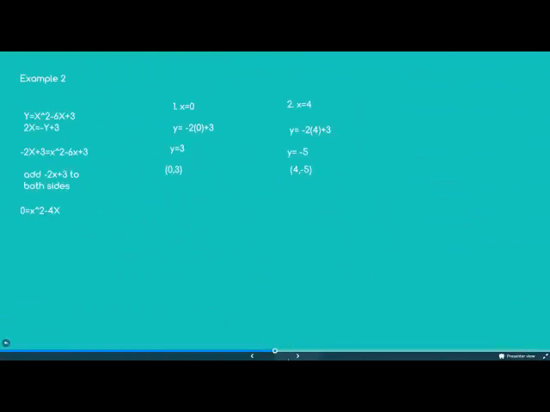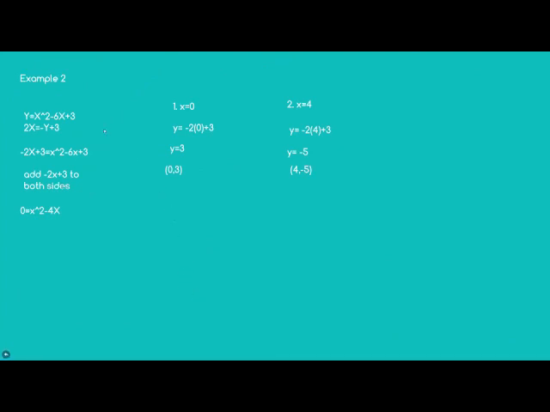Alright, we're going to start with example 2. With our equation, y equals x squared minus 6x plus 3, and then our second equation is 2x equals negative y plus 3. Basically, what you want to do is set these two equations equal to each other, which will come out to be negative 2x plus 3 equals x squared minus 6x plus 3. Once you get them equal to each other, you add 2x minus 3 to both sides, and this will leave you with 0 equals x squared minus 4x.